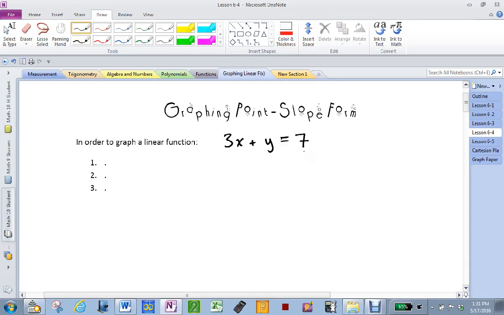3x plus y equals 7. Could you put that on a graph? How would you have done it if you were in the ninth grade? What would you do?